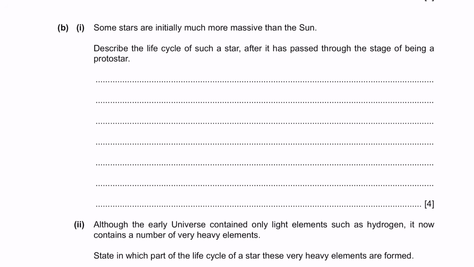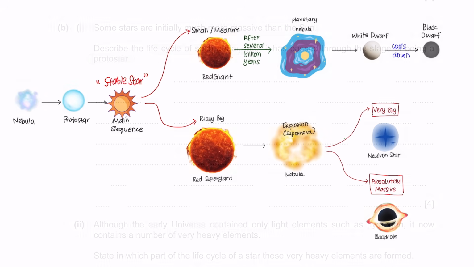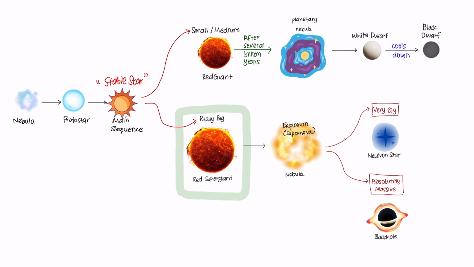Question B, Part 1. Some stars are initially more massive than the Sun. Describe the life cycle of such a star after it has passed through the stage of being a protostar. So we are asked to describe a star which is really big, more massive than our Sun.